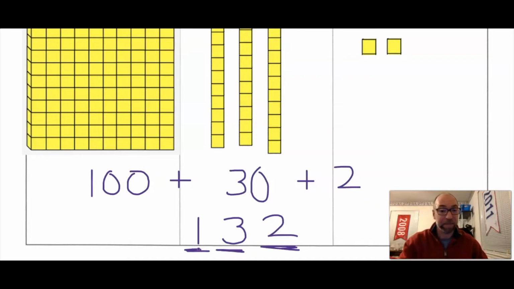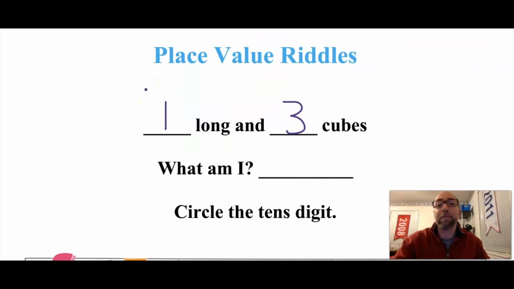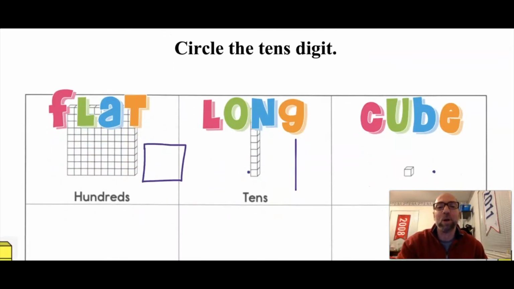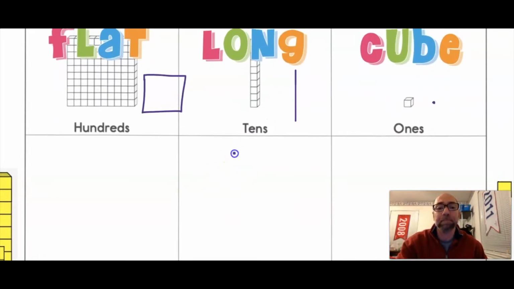All right, first grade. Let's get ready to solve our very first riddle. Here we go. Here's our first place value riddle. 1 long and 3 cubes. What am I? Go ahead and draw 1 long and 3 cubes. And then count up how much you have. I'm going to do it on my place value chart also. 1 long and 3 cubes.